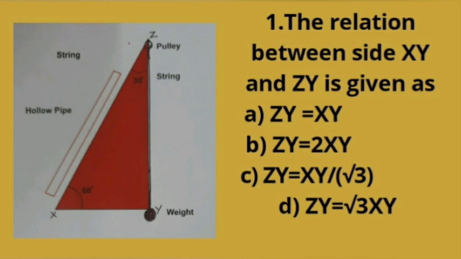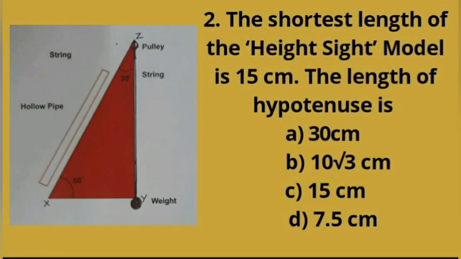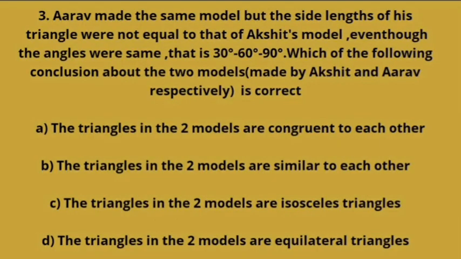So moving ahead to question number 2, it says the shortest length of the height side model is 15 centimeter. So what is the length of the hypotenuse? When we are talking about the shortest length, you have to consider the concepts related to triangle inequality, which side will be shorter as compared to the other, and use trigonometric ratios.